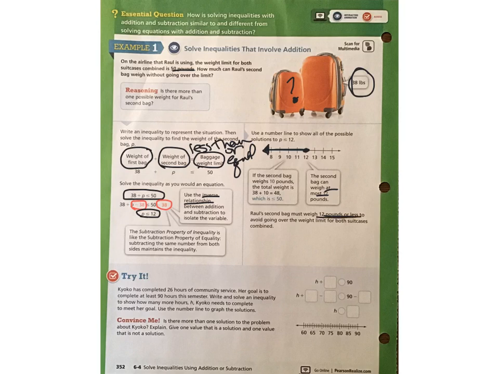So on the graph, you'll notice that 12 pounds is a solution, so we have a solid dot, and then we shade it going to the left to indicate it could be a number smaller than 12.